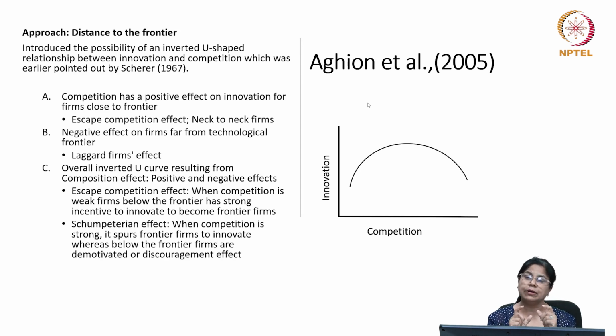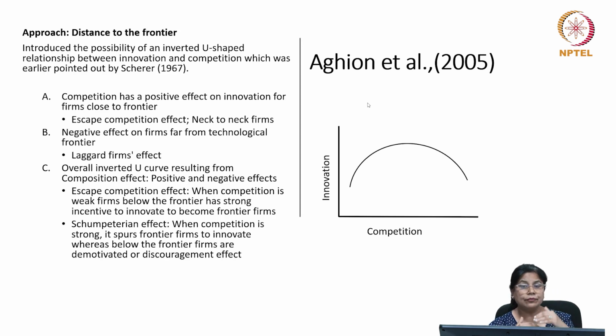The distance itself will influence whether the firms will be motivated to invest in R&D or not. So they talk about two types of effect, the escape competition effect and the Schumpeter effect. The escape competition effect is essentially when most of the firms are near the frontier, there is an extremely competitive circumstance, they are neck and neck and they want to escape this kind of competition. So thereby the investment will be rather large.